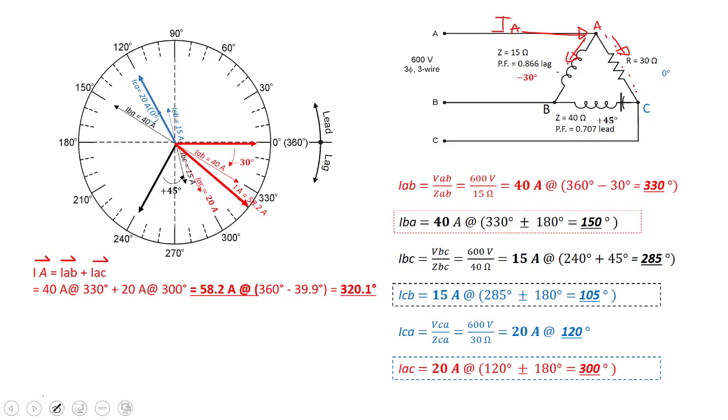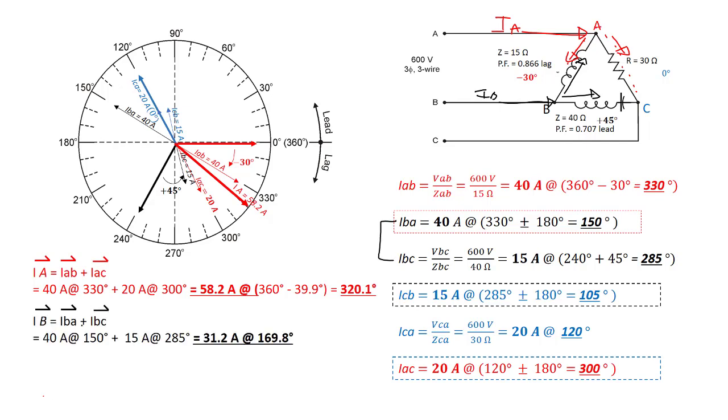Okay, so let's go ahead and calculate IB now. If I want to know what IB is, current would come in on IB and it splits. And it's going to be the sum of phase current IBA and IBC. That will be these two. So IB is equal to IBA plus IBC. IBA is 40 amps at 150 degrees plus IBC 15 amps at 285 degrees. That comes to 31.2 amps at 169.8 degrees. We'll go ahead and plot that out. And there it is. IB 31.2 at 169.8.